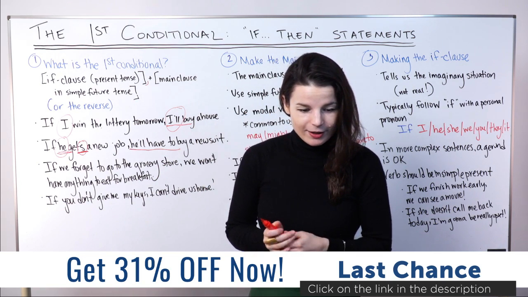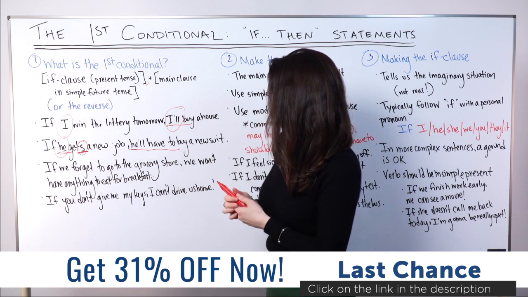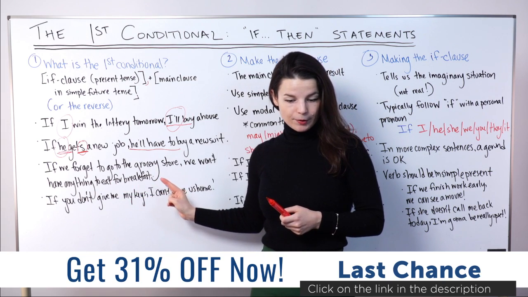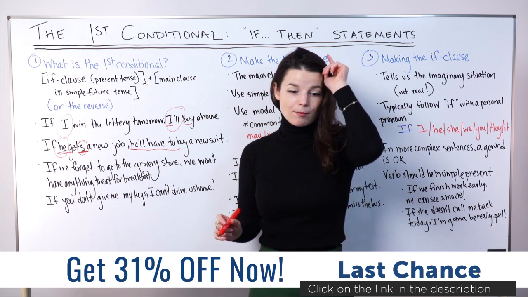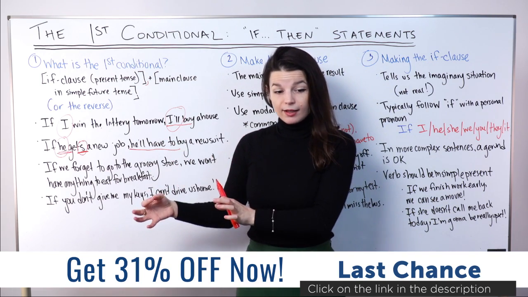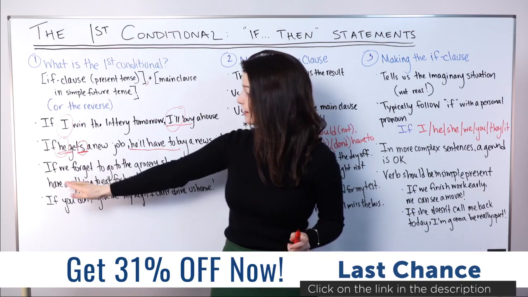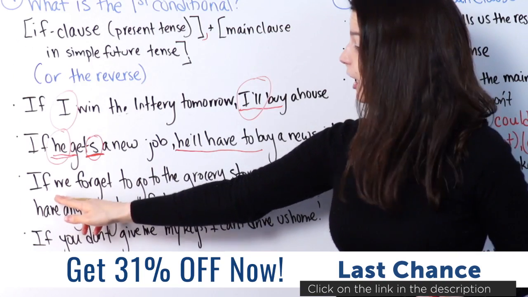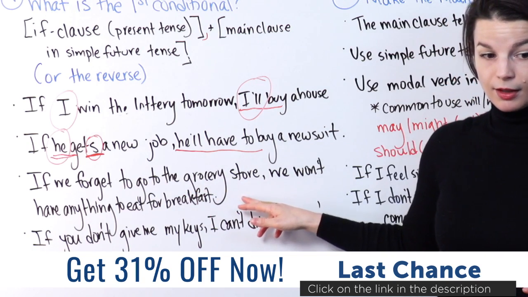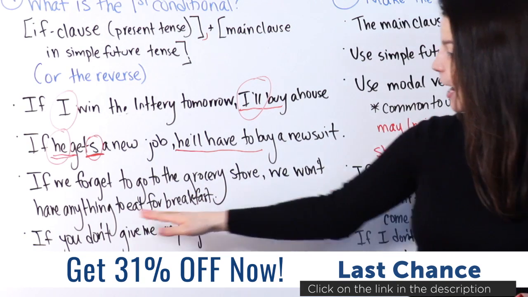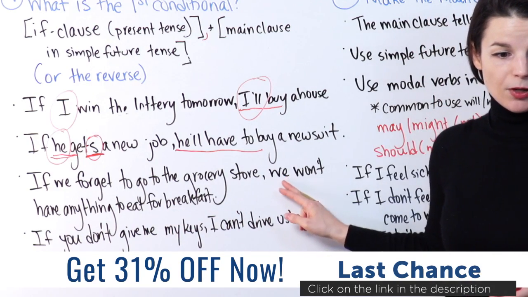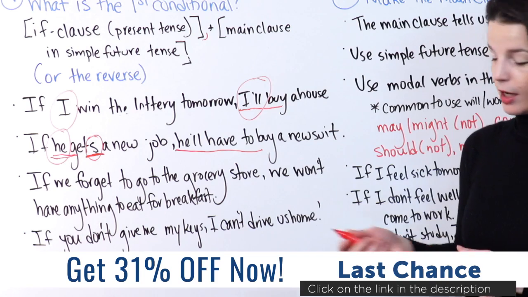Okay, lots of good examples. I'll finish, well, let's see, time is going quickly. So I'll read a couple more examples and then we'll move on to a quick break and part 2. A couple more examples that use this very basic type of conditional. This one uses we. If we forget to go to the grocery store, we won't have anything to eat for breakfast. So here I'm using a negative in my main clause.